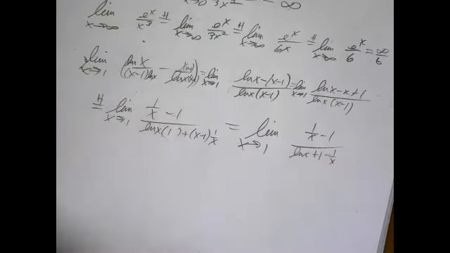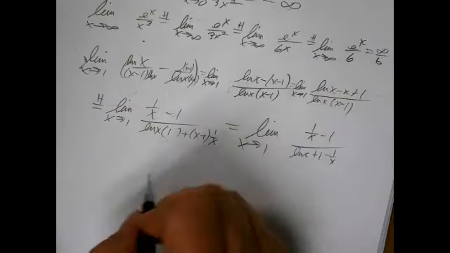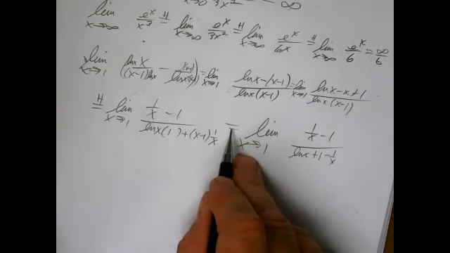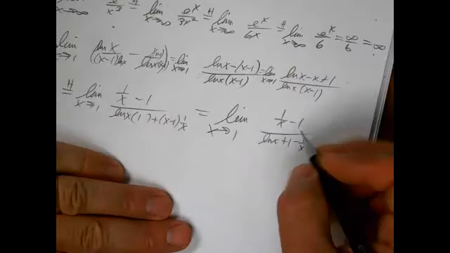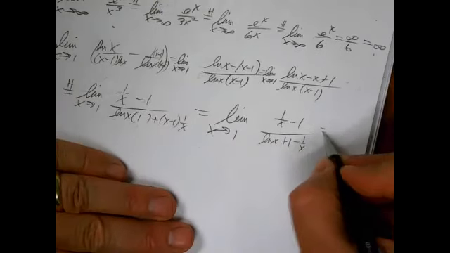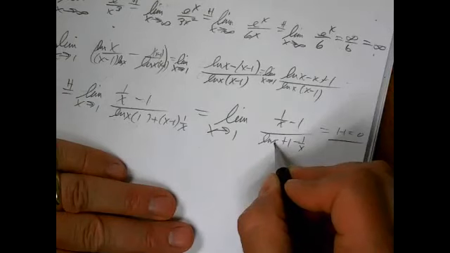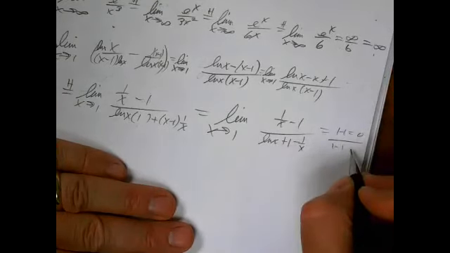So again, I have an H here because I applied L'Hopital's. Don't have an H here because this was just algebraic cleaning. When I plug in the 1, let's try that again. I get a 1 minus 1, which is a 0 on top. This is a 0. This is a 1 minus 1 on the bottom.